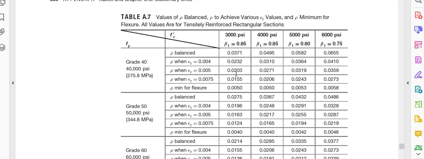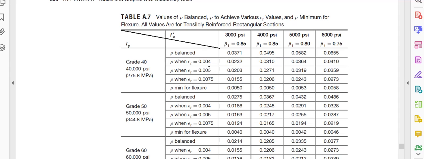There are a lot of reinforcement ratios. Rho balance, now you know where this is coming from; they calculated based on that equation that I showed in the book at the beginning. Rho when epsilon t is 0.004: you know that our epsilon t should not be less than 0.005, but the designer says if it is 0.004, that is okay, but 0.005 is the best. So if you want to make your epsilon t 0.004, choose this ratio.